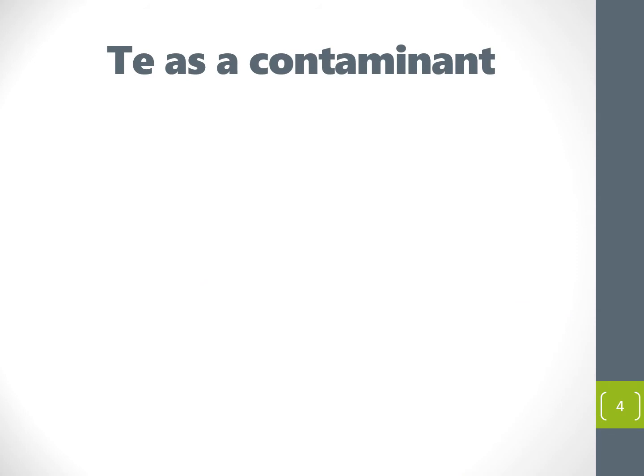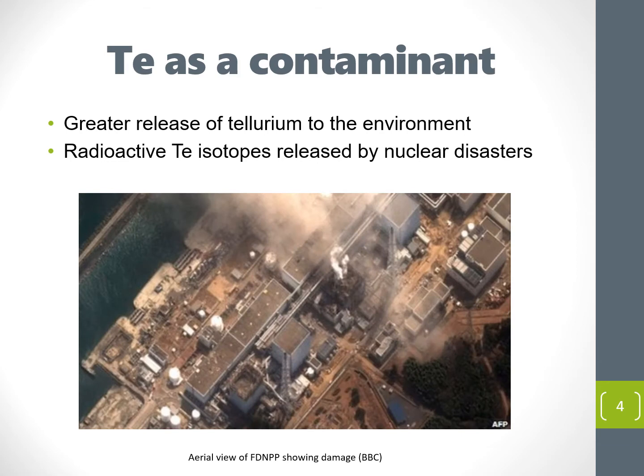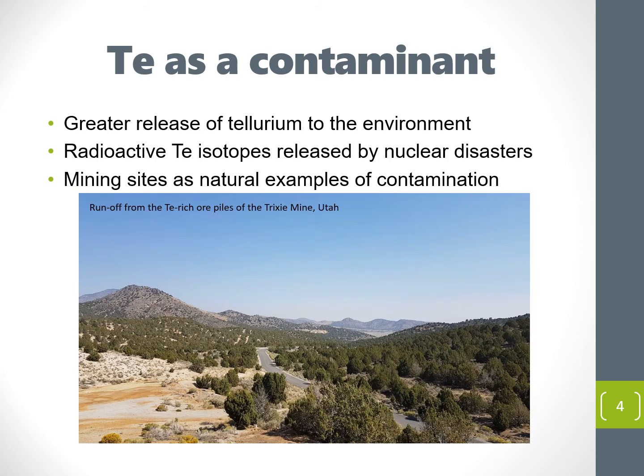Thinking now about tellurium as a contaminant, there's really two ways of releasing tellurium to the environment through anthropogenic activities: the end of life of tellurium-containing products, or just releasing tellurium when processing something which contains a lot of it, but it isn't going into the final product. Radioactive tellurium isotopes are also released by nuclear disasters, and these weren't very well understood after the Fukushima disaster, and that made cleanup much harder. So our research focuses on using mining sites as natural examples of contamination, where you can study the processes that naturally occur on a tellurium-rich source and apply this to anthropogenic contamination contexts.